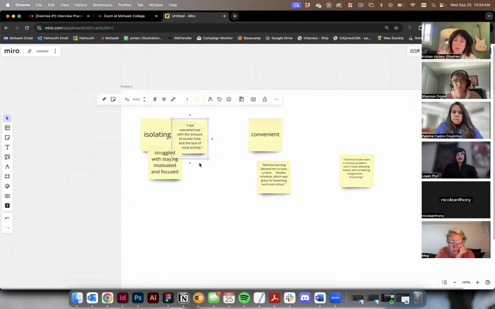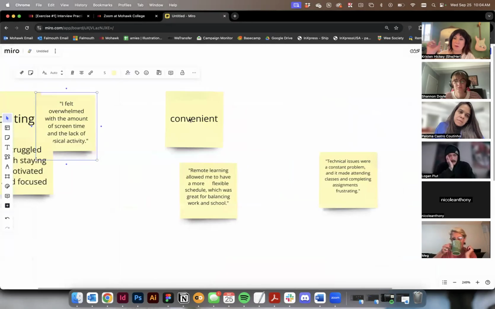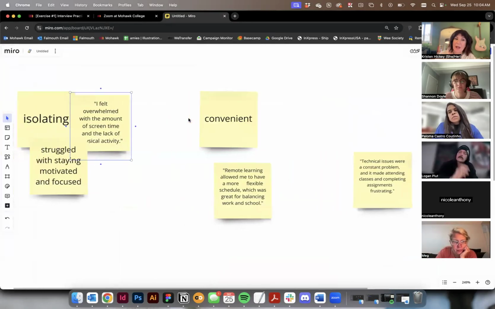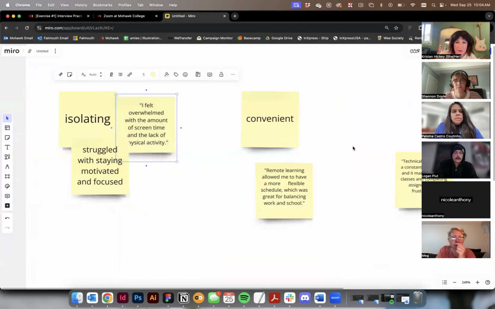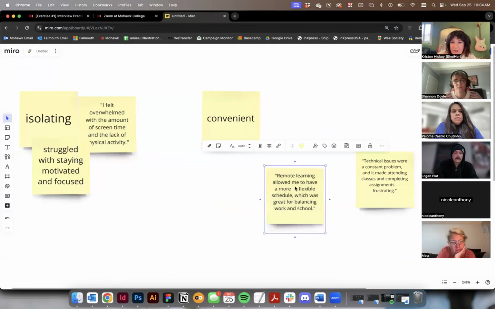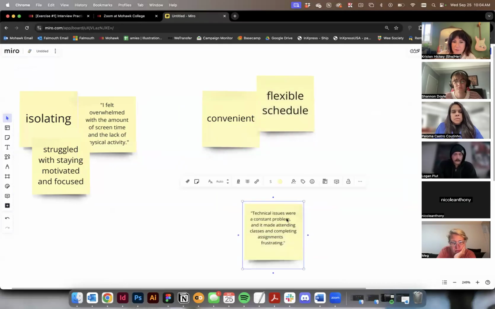And you don't need to organize them as I was doing before. It depends on maybe the mood you might be in. Sometimes I'll abbreviate them first and then move them around. But sometimes I'll just go, okay, this is a pain point, so I'll put that one there. Then: more flexible, which is great for balancing school and work. So there's a plus. Technical issues were a constant problem and made attending class and completing assignments frustrating.